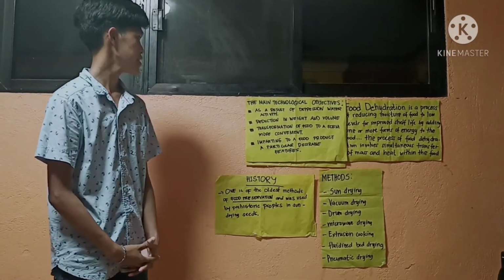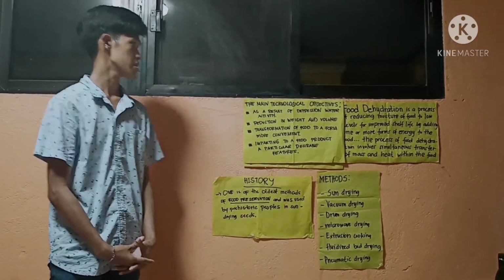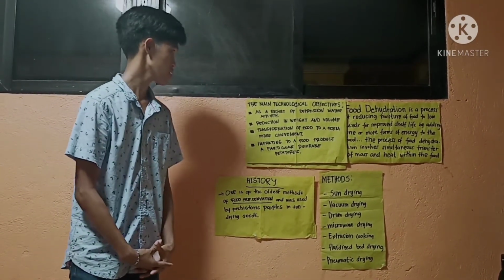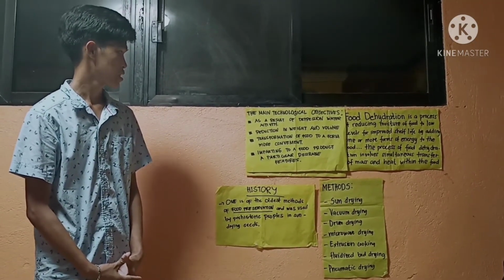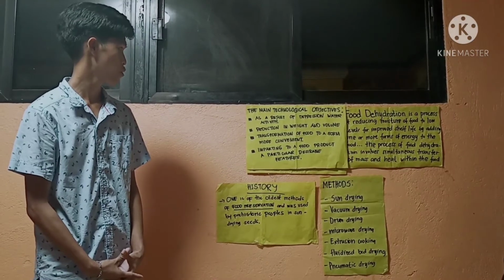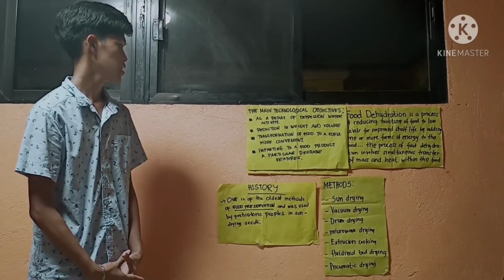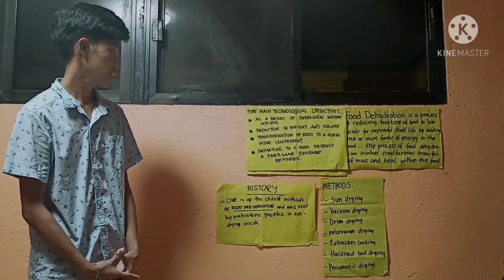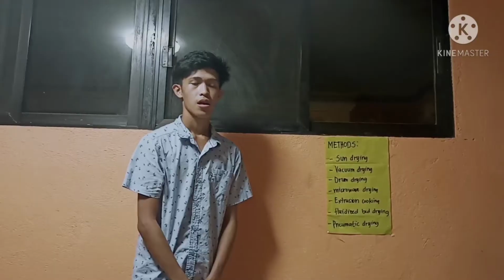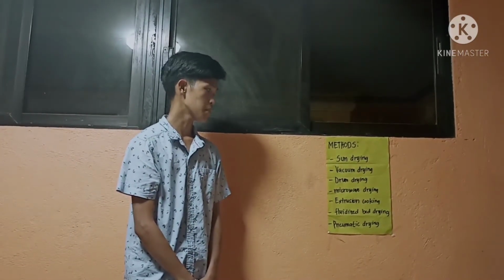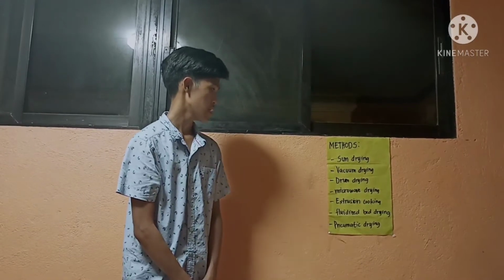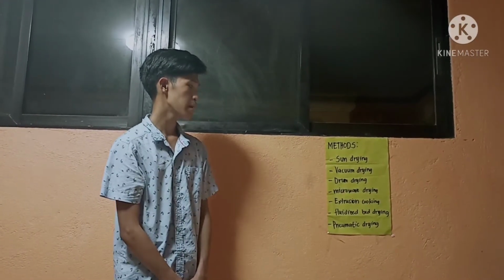And we have the main technological objectives of dehydration, which are a result of depression of water activity, reduction in weight and volume, transformation of food to a form more convenient, and imparting to a food product particular desirable features. Dehydration has 7 methods in food preservation, which are sun drying, vacuum drying, drum drying, microwave drying, extrusion cooking, fluidized bed drying, and pneumatic drying.